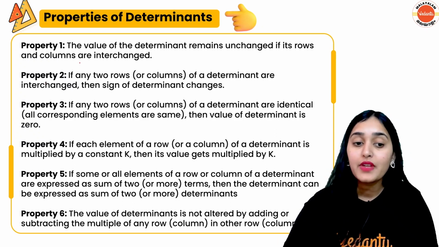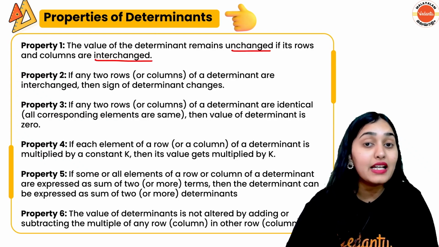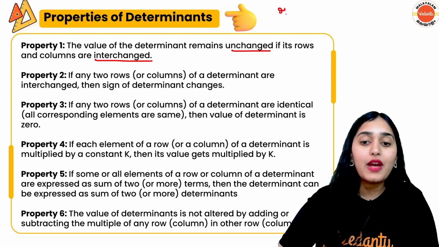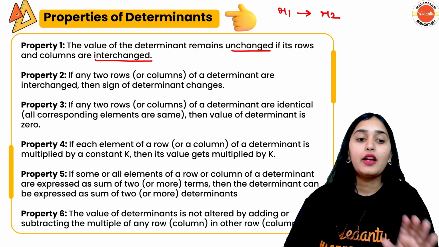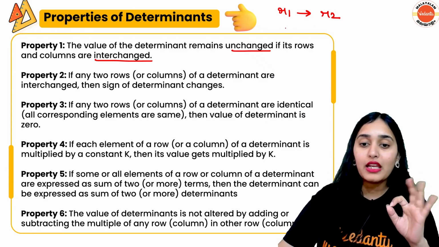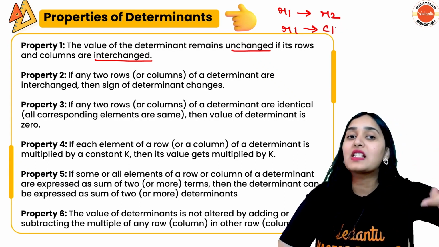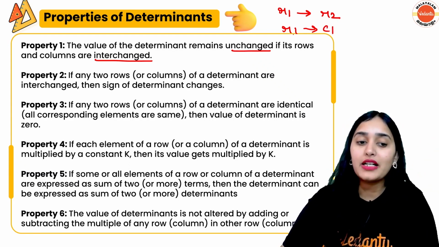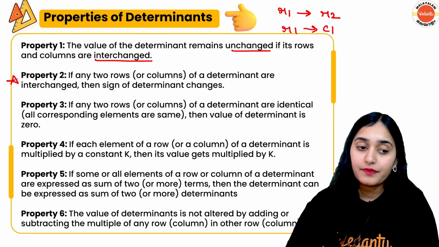Property number one, the value of determinant remains unchanged if its rows and columns are interchanged. So if you exchange row 1 with column 1, basically if you find the transpose, then also the determinant will remain the same.